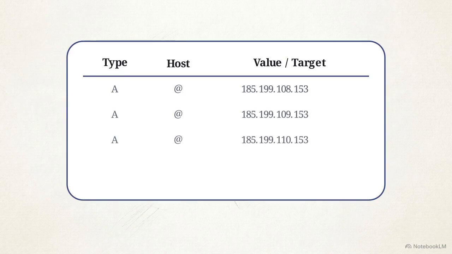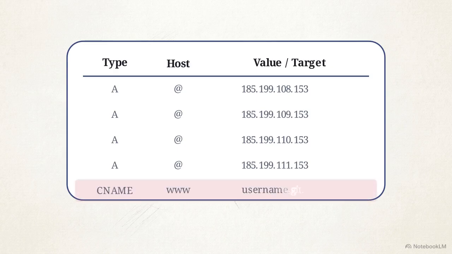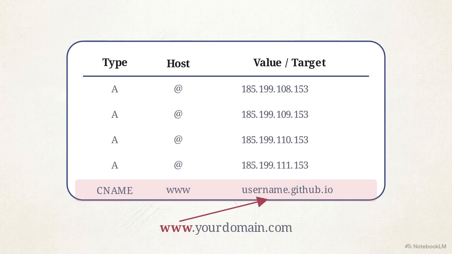You need to add 4 specific A records. For each one, set the host to the @ symbol and paste in one of the 4 required GitHub IP addresses as the target. Finally, add 1 CNAME record. Set the host to www and point the target directly to your base github.io address. This routes anyone who types www before your domain name to the right place.